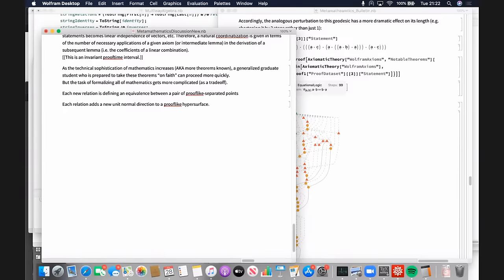Wait a minute, should we be calling them proof-like separated? Because they're really space-like separated points. They're branchially separated points. Yeah, I'm calling them proof-like separated because they're proof-theoretically independent. That's the key thing, right? I agree, it's not a perfect analogy. Well, let's see if there's a better word.